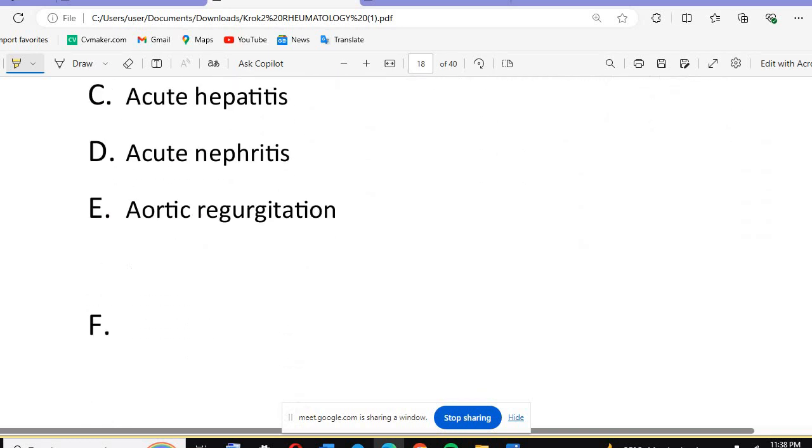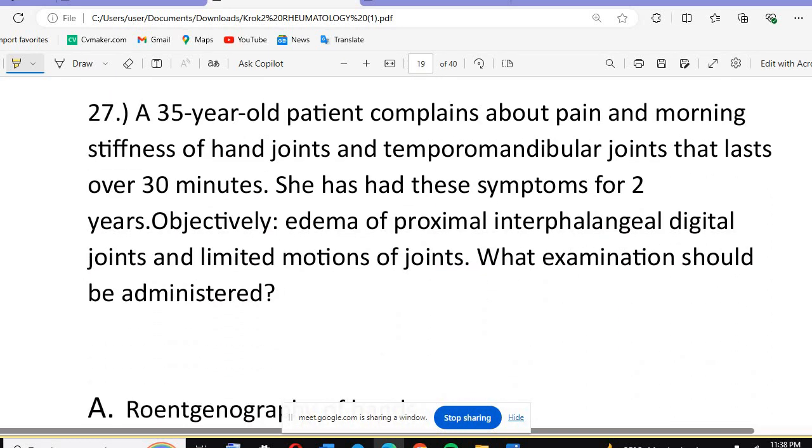Infective endocarditis we will discuss tomorrow. Tomorrow you have loads of things.